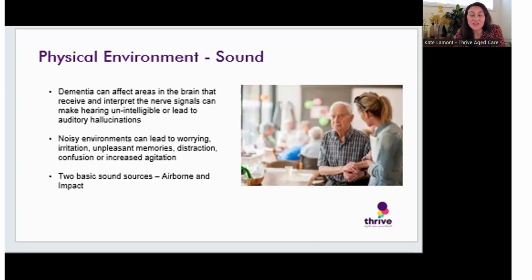Okay. Now, when we think about sound, there's two basic sound sources. There's airborne sound and there's impact sound. So airborne sound travels through the air, it's our speech, it's music that's playing, it's maybe a bird outside chirping, it's an alarm going off. Impact sound is caused through footsteps, or when we move furniture, or when we slam doors, or when we slam bins, or when we hear that tea trolley being pushed down the corridor.